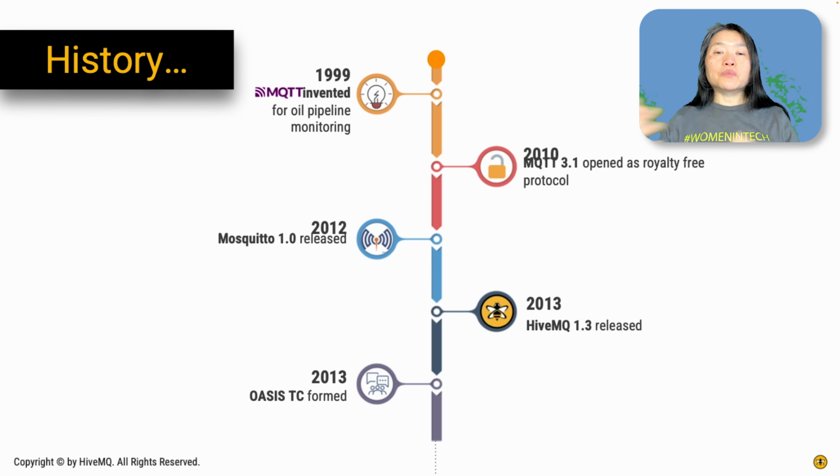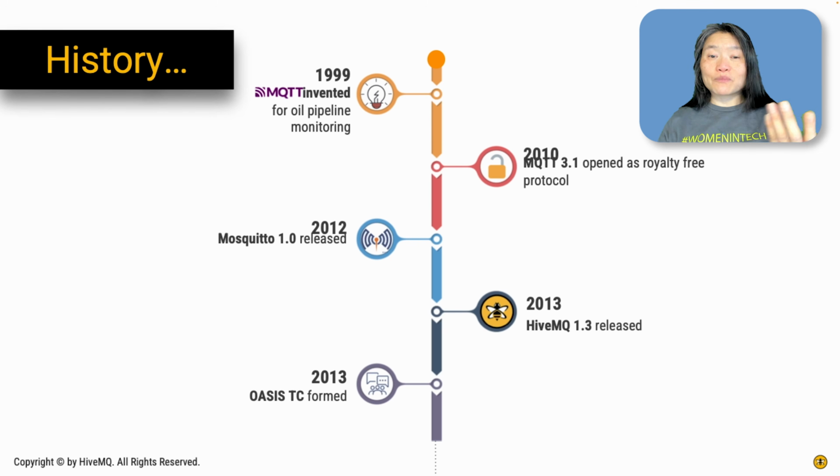Over time, with the rise of the internet and the Internet of Things, folks decided this is a good protocol that we can extend further to adjust to the needs of IoT usage scenarios. In 2010, MQTT 3.1 got opened up as a royalty-free protocol, essentially an open protocol for anybody to use. Then vendors and projects started implementing it. In 2012, the Eclipse project Mosquitto 1.0 got released, and soon after that, HiveMQ 1.3 got released.